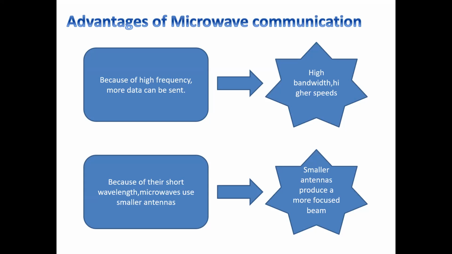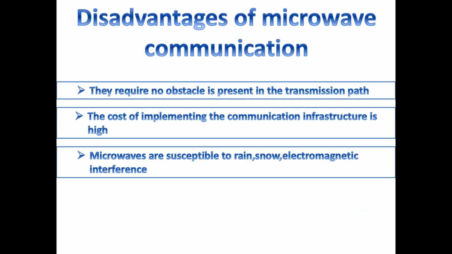So these are the advantages. But microwave has some limitations also. Microwaves have some disadvantages. One disadvantage is they require that no obstacle is present in the transmission path. That is the first one.